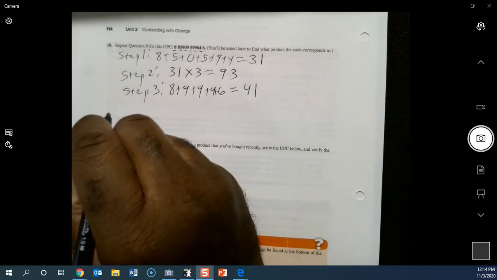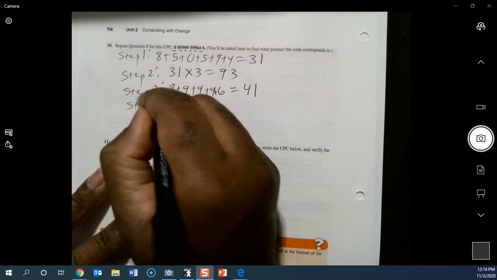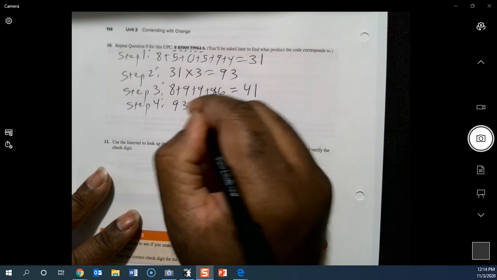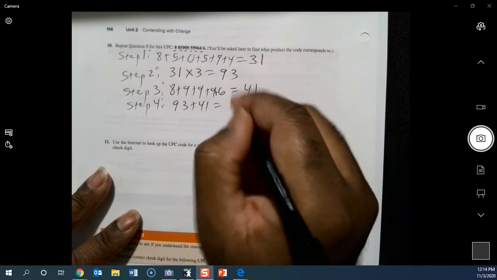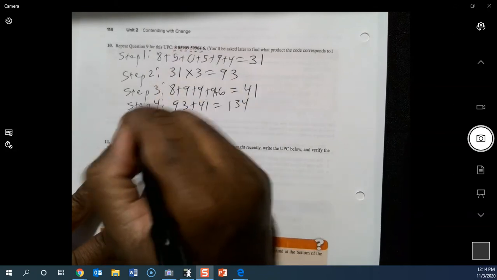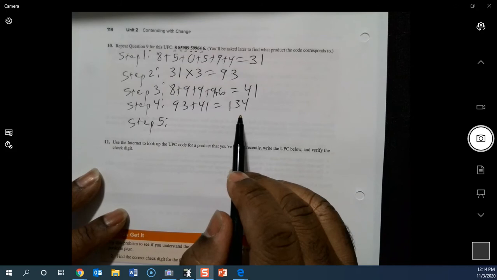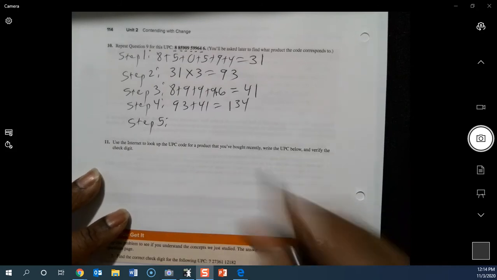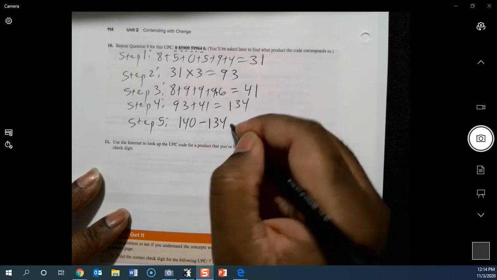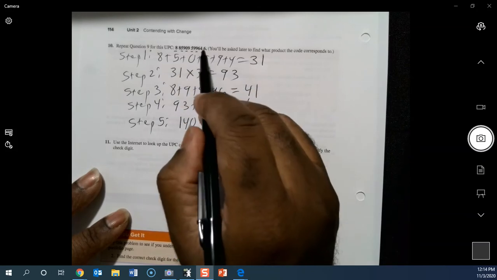So step 4, we're supposed to add the answers from step 2 and 3. 93 plus 41 is 134. And then step 5, we need to know what number would make this equal to the next number that ends in 0. The next number that ends in 0 is 140. So we'll take 140 minus 134 is 6. And if you notice, our check digit matches up.